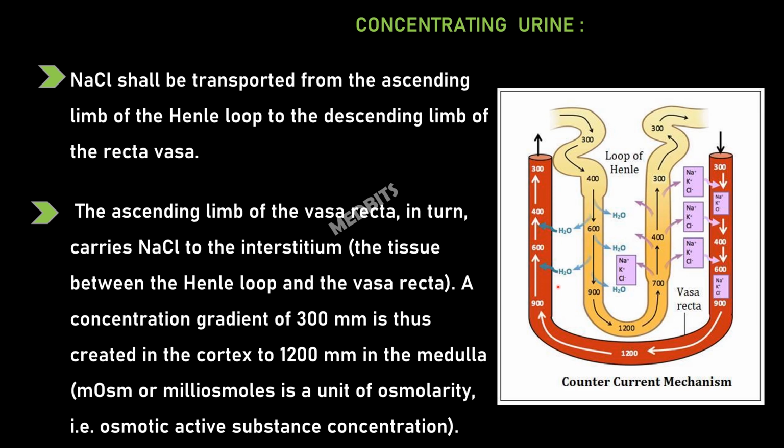The ascending limb of the vasa recta in turn carries sodium chloride to the interstitium. What is the interstitium? That is the tissue between Henle's loop and the vasa recta. A concentration gradient of 300 milliosmolar is thus created in the cortex to 1200 milliosmolar in the medulla.